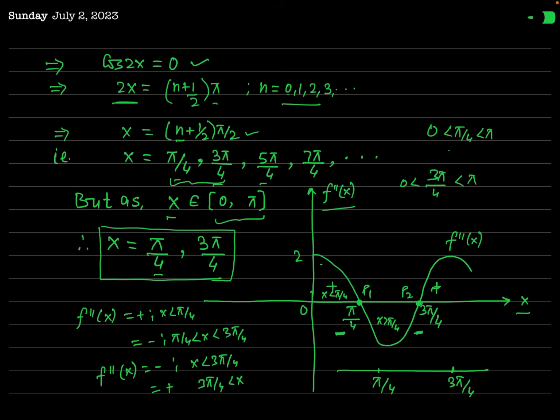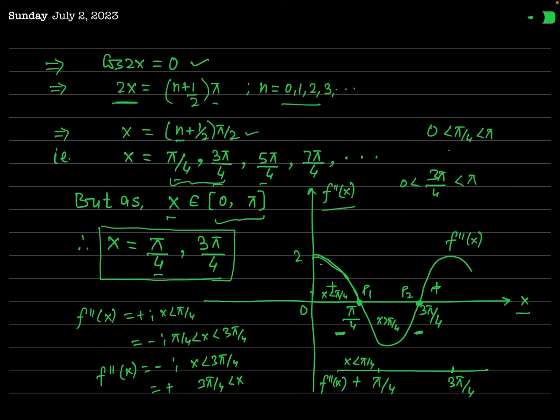And you can see at x equal to pi by 4, this function intersects the x-axis. At x equal to 3 pi by 4, it again intersects the x-axis. So at these 2 points, f double dash of x is 0. And you can see when we take x less than pi by 4, this part of the curve is on the positive side. So you can say that f double dash of x is positive for the region where x is less than pi by 4. Okay.